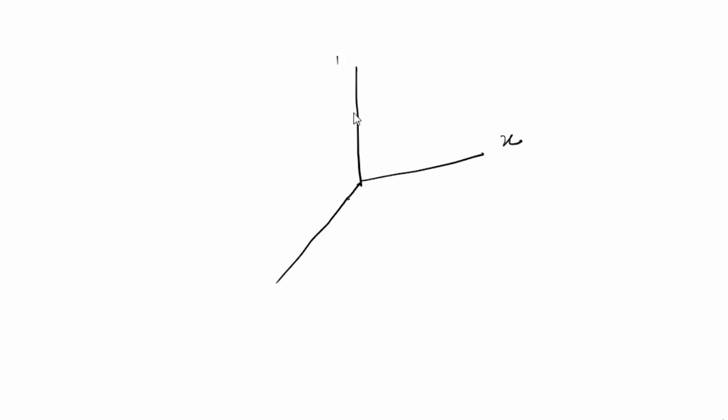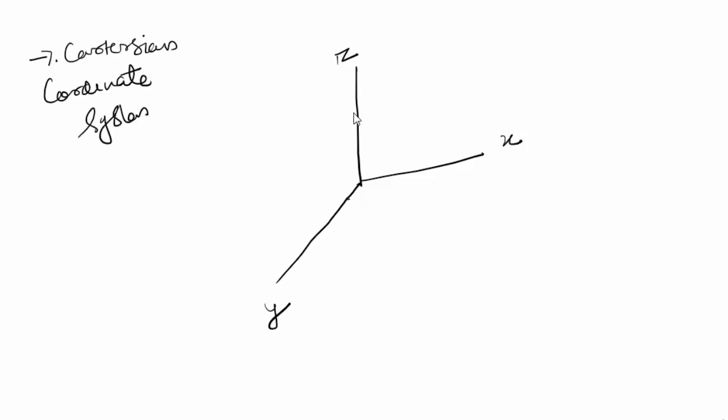So this is my x, this is my y, this is my z. If you go this side, it will be positive, and on the other side, negative. This is a Cartesian coordinate system to represent any point in space.